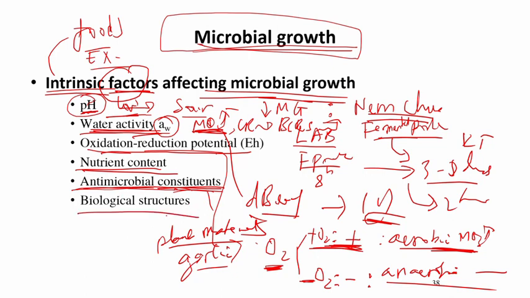And also another intrinsic factor is the biological structures. If the material is too hard, then it's also more difficult for microorganisms to digest and to grow. Like the lean meat is more sensitive to spoilage than the skin, because the skin is hard, the bone is hard, the tendon is hard, for example.